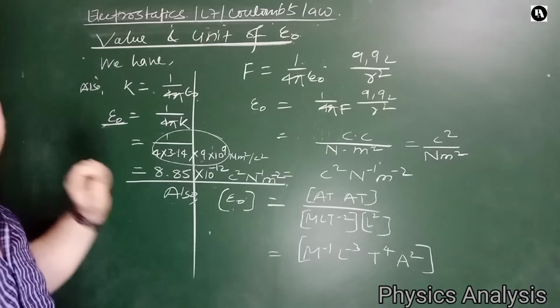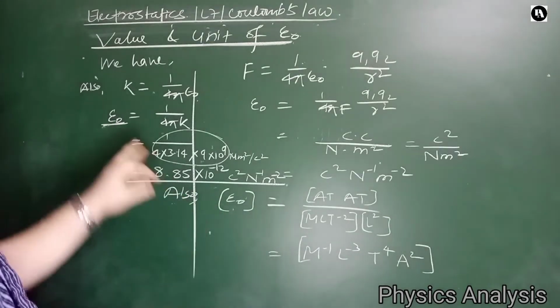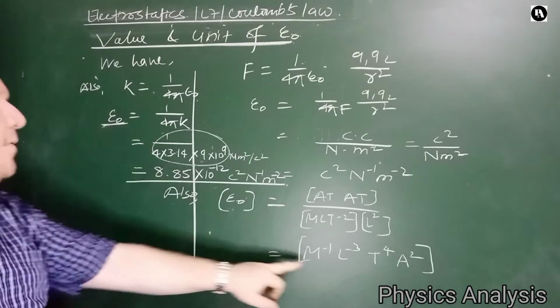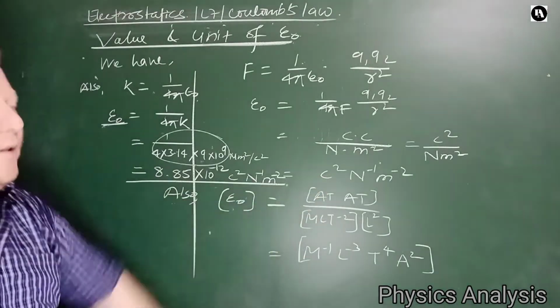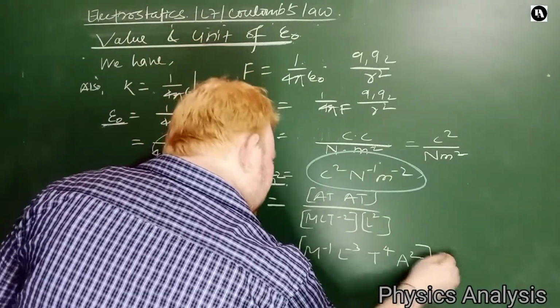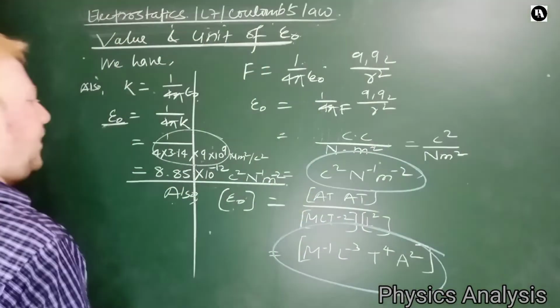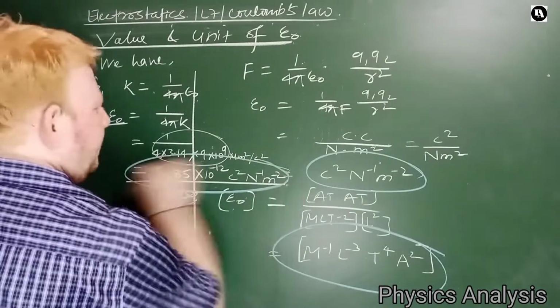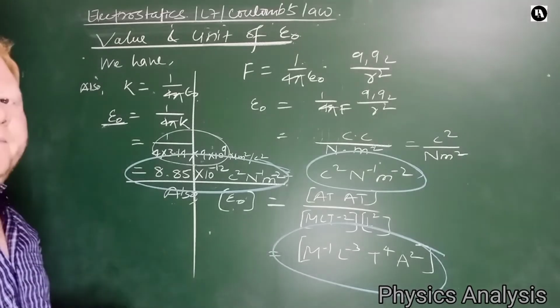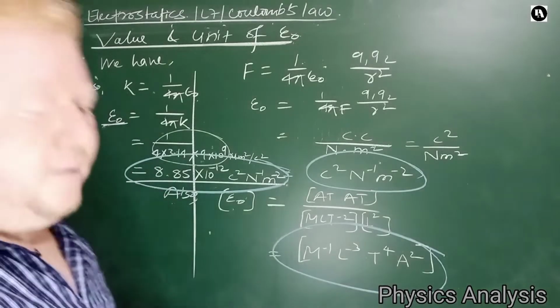What is epsilon naught? Absolute electrical permittivity of free space, right? And this is the dimensional unit, and this is the SI unit, and this is the value of epsilon naught. So I hope it is clear, everyone. So let me rub this one.